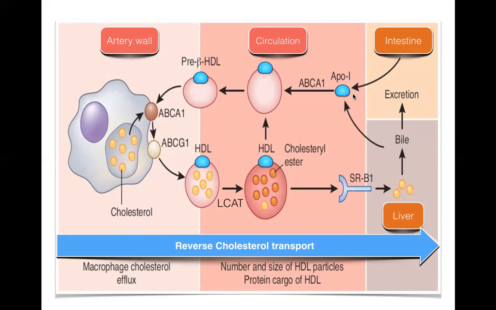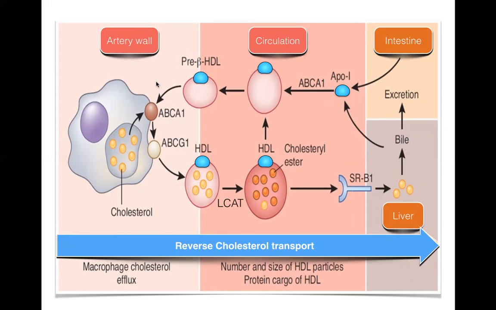HDL is initially secreted in the form of a protein, ApoA1, devoid of any cholesterol or any other lipids. Now, eventually, it picks up cholesterol from other circulating HDL.